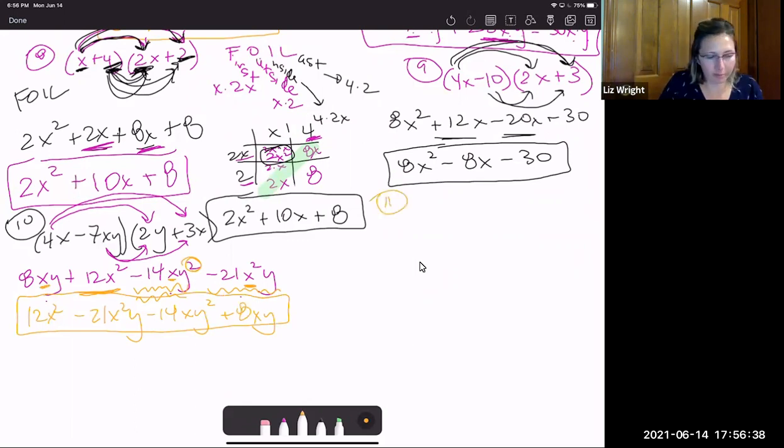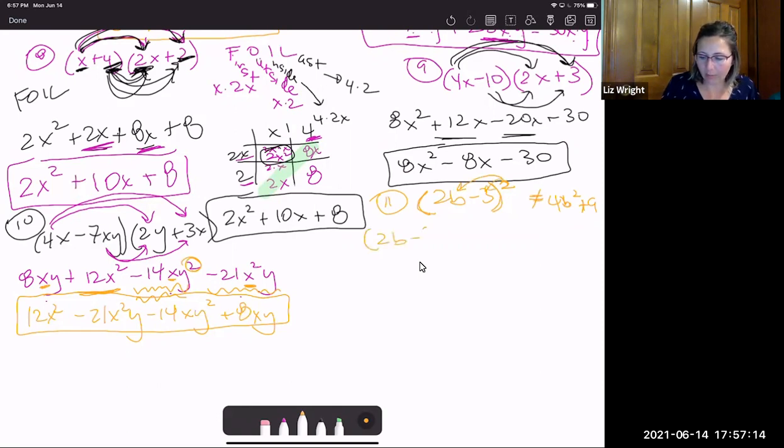Let's try this one. So this one, if we've got 2b minus 3 quantity squared, what would that look like? And again, this does not equal 4b squared plus 9. So it does not equal that. So what we should do instead, let's take this quantity and we are going to expand it. Because we don't want to just distribute that 2 in, because that would not be correct. So we want to FOIL that instead, and we're going to write it out.